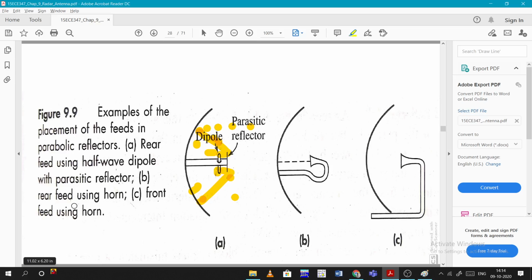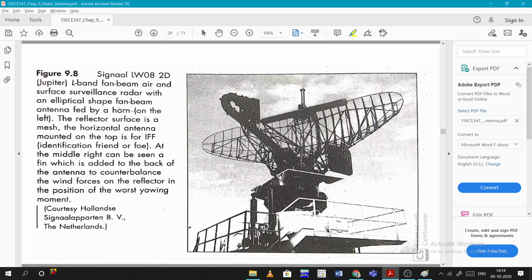Now coming to rear feed using horns. Here the position of the horn can be of two types, either rear feed or front feed. Rear feed is given from the back, and front feed is given like this. This is one example of a real-life antenna.